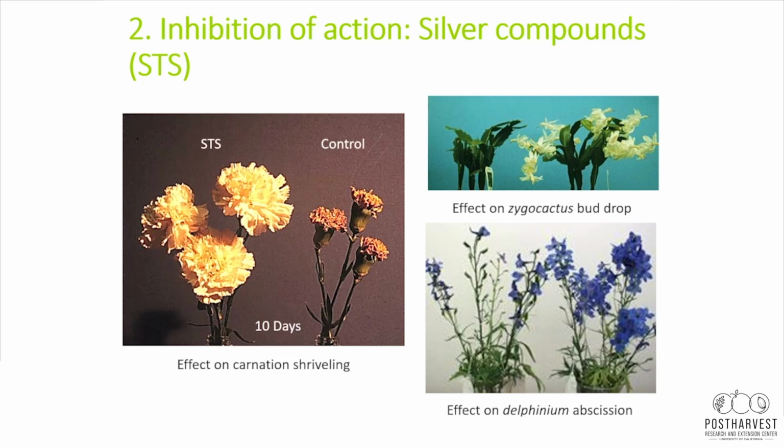You probably know that. So you see here the effect of silver thiosulfate on carnations, the shriveling of the flowers. On the left, you see silver thiosulfate treated carnations and control when they were 10 days in a container with ethylene. Similarly, zygocactus on the left, control versus treated ones, and delphinium on the bottom.